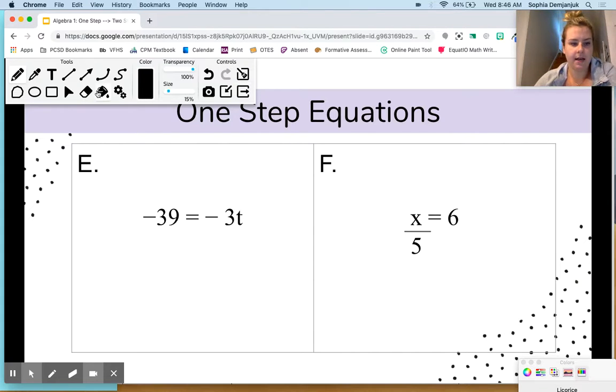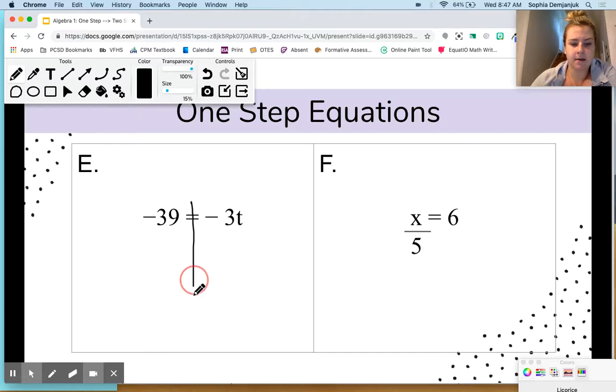We have E and F now. So right here we're given negative 39 equals negative 3t. We want to get the t all by itself. So I need to get this negative 3 to the other side. When a number is connected to a variable, a letter with no symbol in between, that means the negative 3 and the t are being multiplied. There's an invisible multiplication symbol right in there.